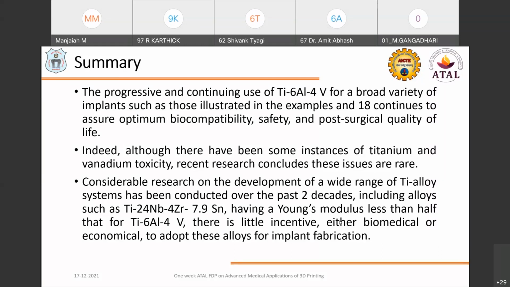That's why considerable research on the development of a wide range of titanium alloy systems has been conducted over the past 2 decades, including alloys such as titanium zirconium, with a Young's modulus of less than half that of the titanium 6-4 alloy. There is little incentive, either biomedical or economical, to adopt these alloys for implant fabrication.